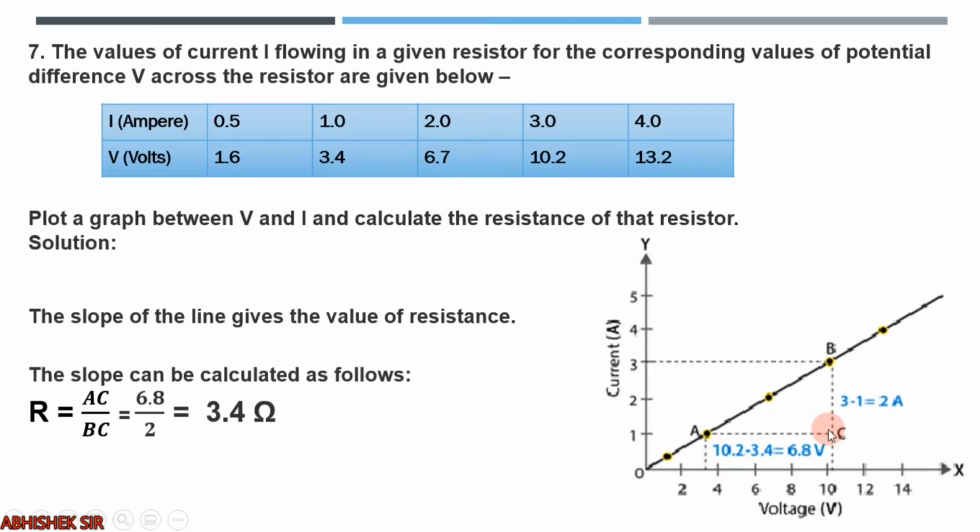Okay, V by I. So where is the voltage? It is shown by AC. And where is the current? BC. So what is the resistance as per Ohm's law? R equals to V upon I, that is AC upon BC. That is 6.8 by 2, and final answer we are getting is 3.4 ohm. So this was very easy unless you draw a proper graph. Moving on to the next question.